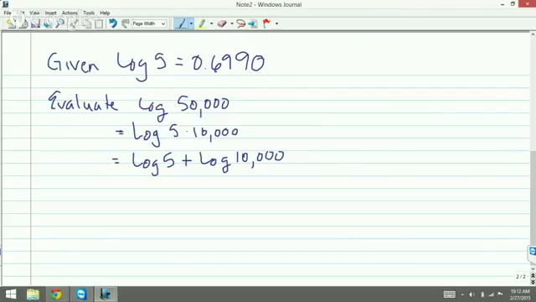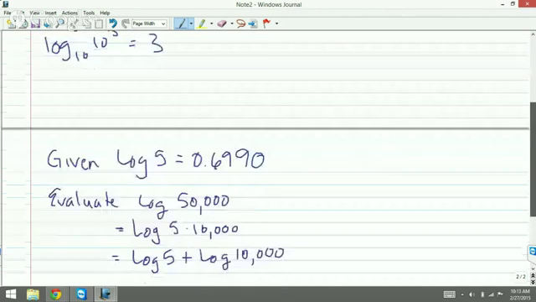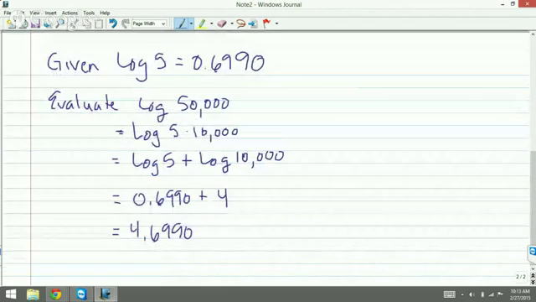What does the top part have to do with anything? What's log 5? So we know log 5 is 0.6990. And log 10,000 is 4, because it's 10 to the 4th, right? So it's 4. Yeah, so now add. Good one. Thanks, Jansen.